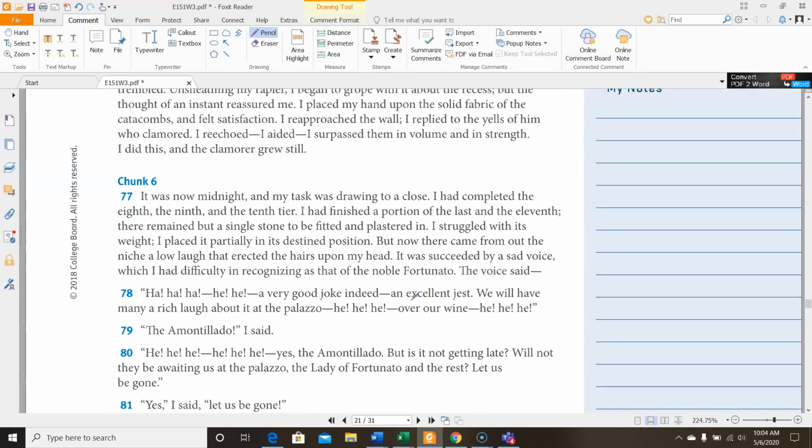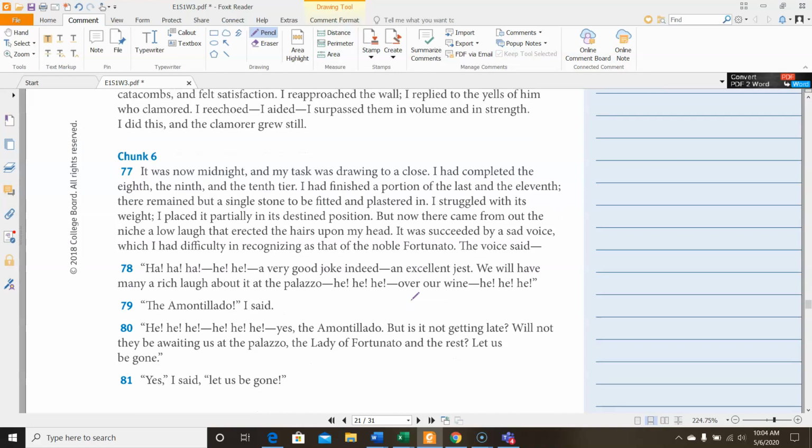It was now midnight, and my task was drawing to a close. I had completed the 8th, the 9th, and the 10th tier. I had finished a portion of the last and the 11th. There remained but a single stone to be fitted and plastered in. I struggled with its weight. I placed it partially in its destined position, but now there came from out the niche a low laugh that erected the hairs upon my head. It was succeeded by a sad voice, which I had difficulty in recognizing as that of the noble Fortunato.